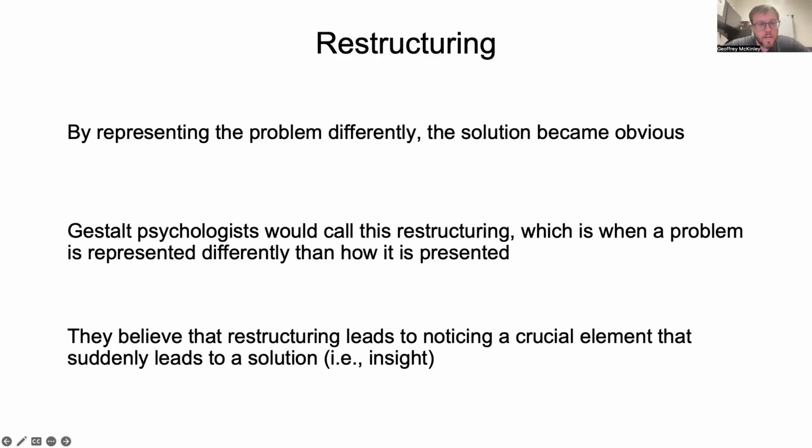So now we're going to talk about the candle problem. The reason we're going to talk about the candle problem is because it illustrates another important thing that happens in problem solving, which is called functional fixedness. Okay, so here we go.